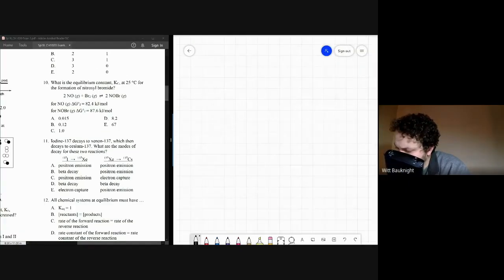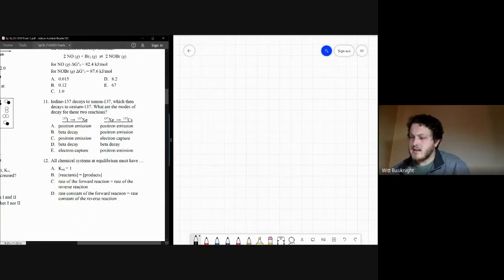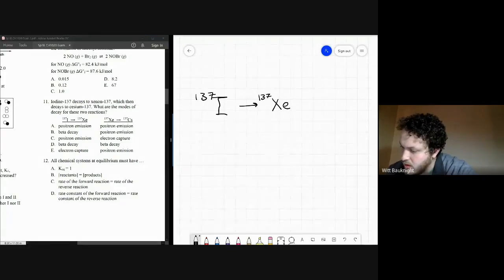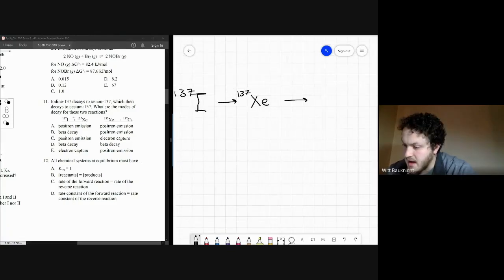Number 11. 11 asks, well, iodine 137 decays to form xenon 137, which then decays to form cesium. Let me pull up a periodic table. Cesium, Cs, 137. So what are the modes of the decay for these two reactions?